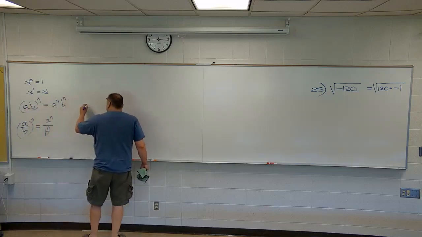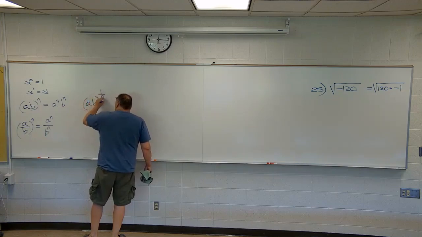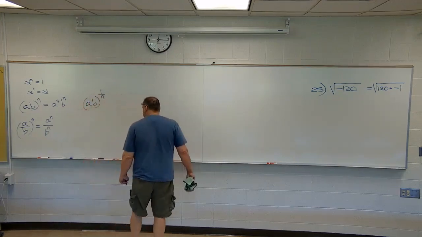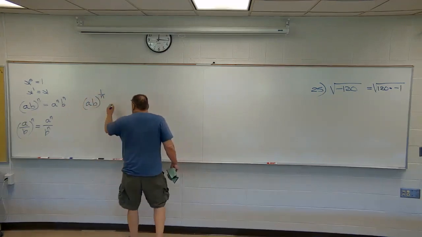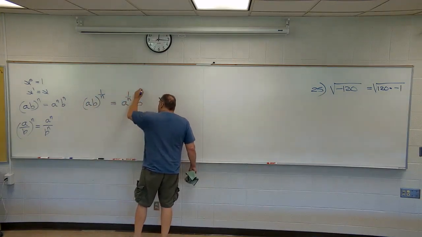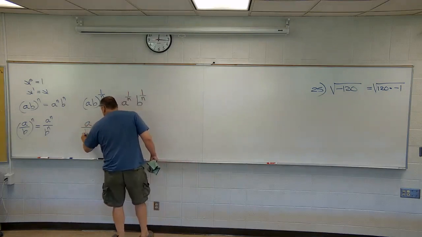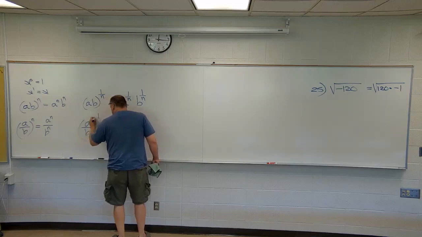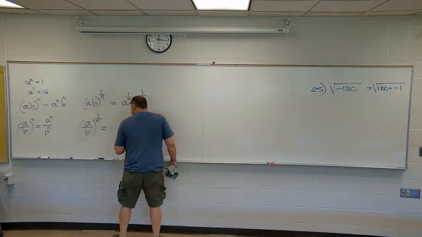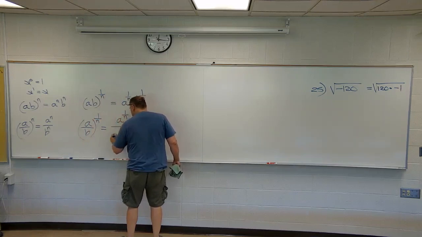Okay, what if you had this then? Instead of n, what if you had 1 over n? You'll allow me to say that. It is the exact same, it is the exact analogous procedure. If you had a over b to the 1 over n, you got a to the 1 over n, b to the 1 over n.